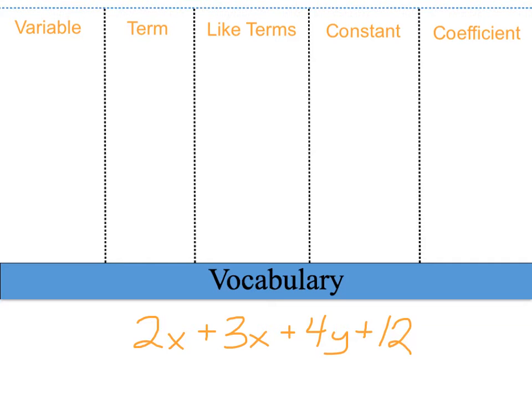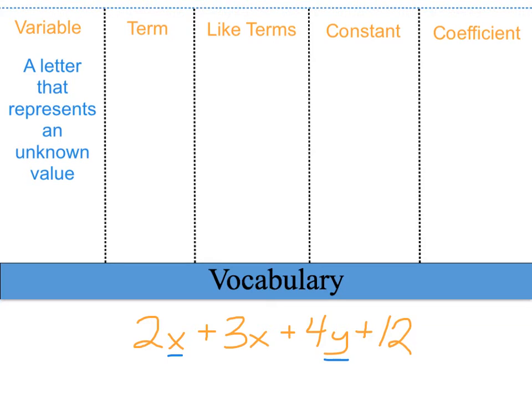The first part of this is called a variable. And a variable is a letter that represents an unknown value. So in our algebraic expression below, the variables are x and y. So we've got two variables. So x and y are our variables. Those are the unknowns.